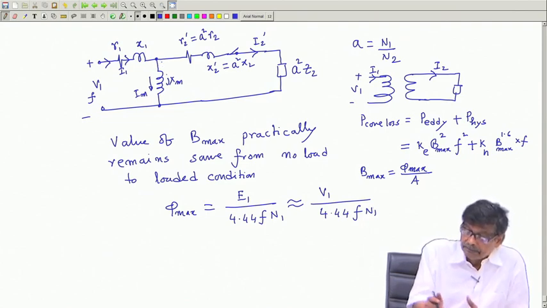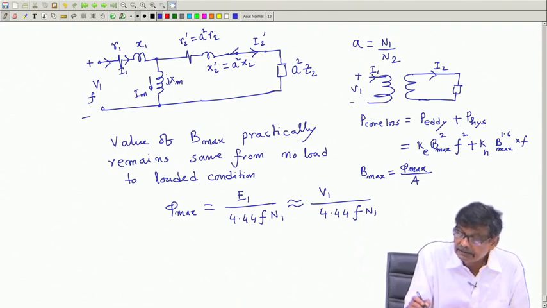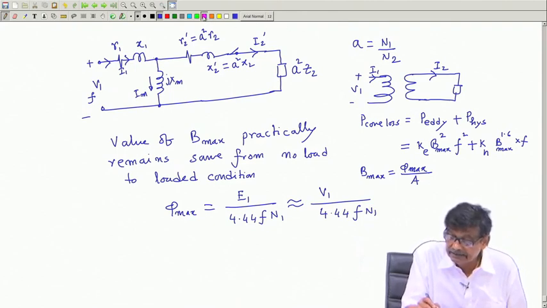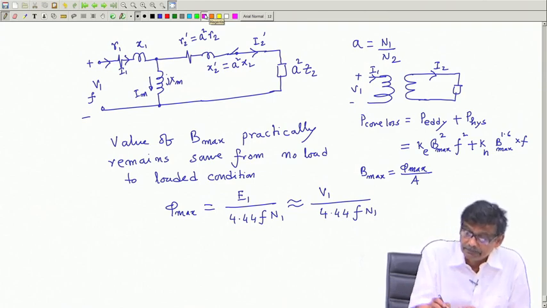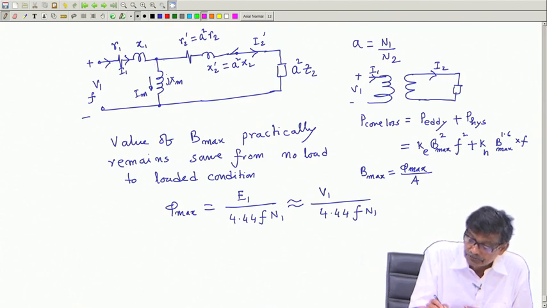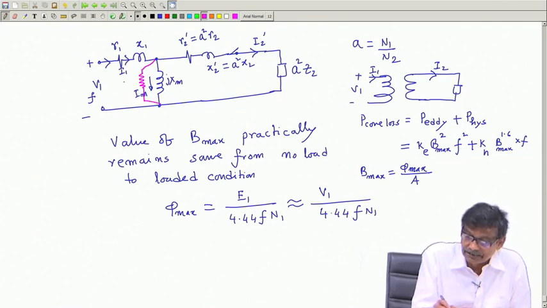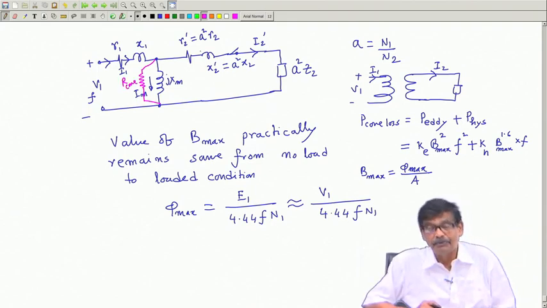But anyway, the thing is, this loss which depends on Bmax, which practically remains the same, should be shown by a resistance connected across Xm. That is what I am telling. This is R core, which will take care of the core loss.